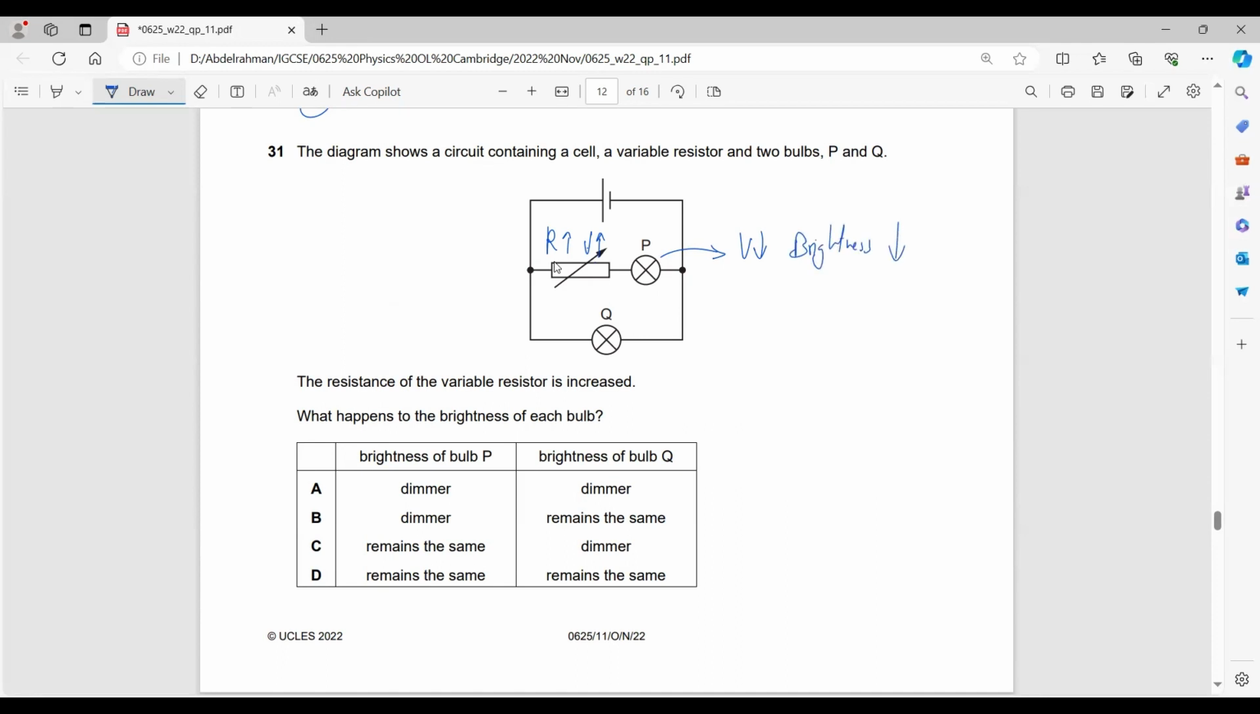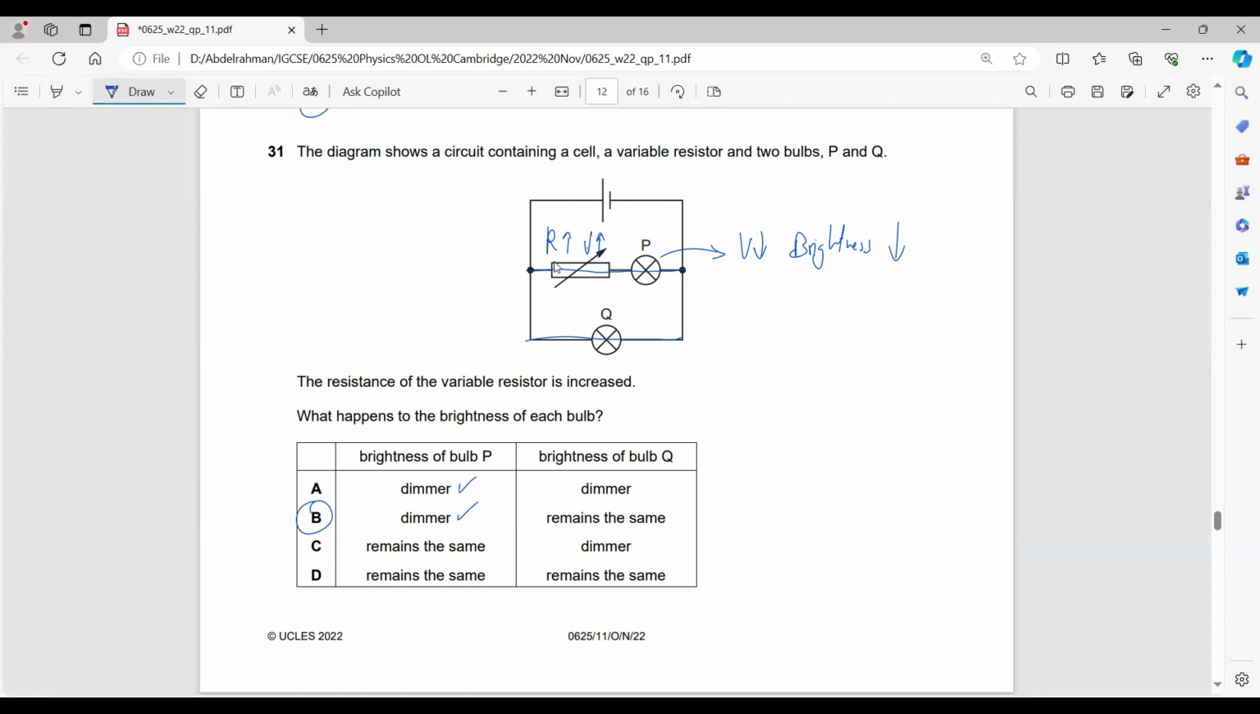will decrease. Why? Because the voltage has decreased. So P will become dimmer. Will Q be affected? No. Q will remain the same. Why will Q remain the same? Because they are in parallel. They have different branches. So Q will receive the same voltage no matter what happens to the variable resistor.